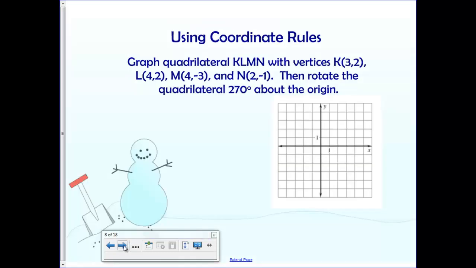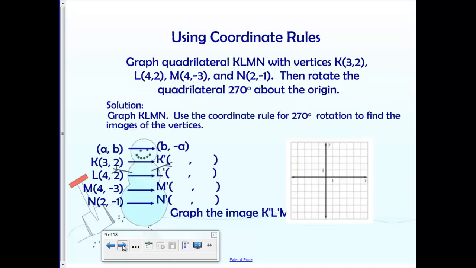Here we have 4 coordinates. It says graph quadrilateral KLMN with those vertices, then rotate it 270 degrees about the origin. So let's go ahead and plot these points. K is at (3, 2). L is at (4, 2). M is at (4, negative 3). And N is at (2, negative 1).